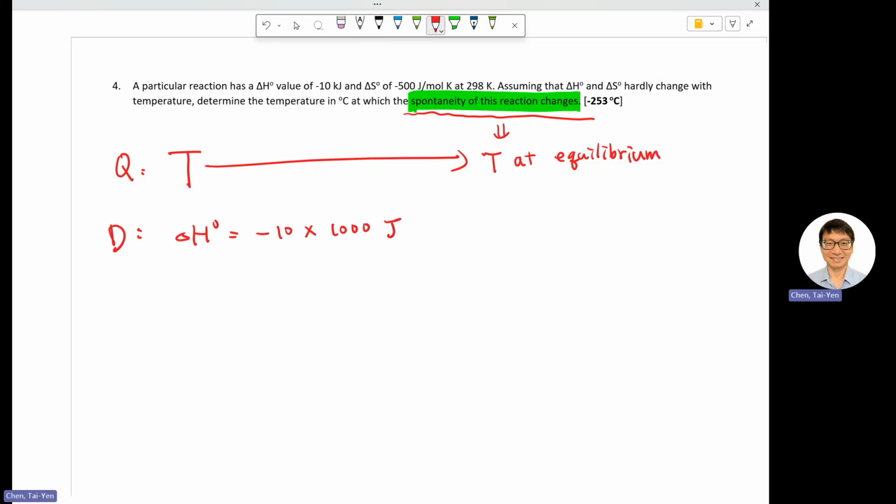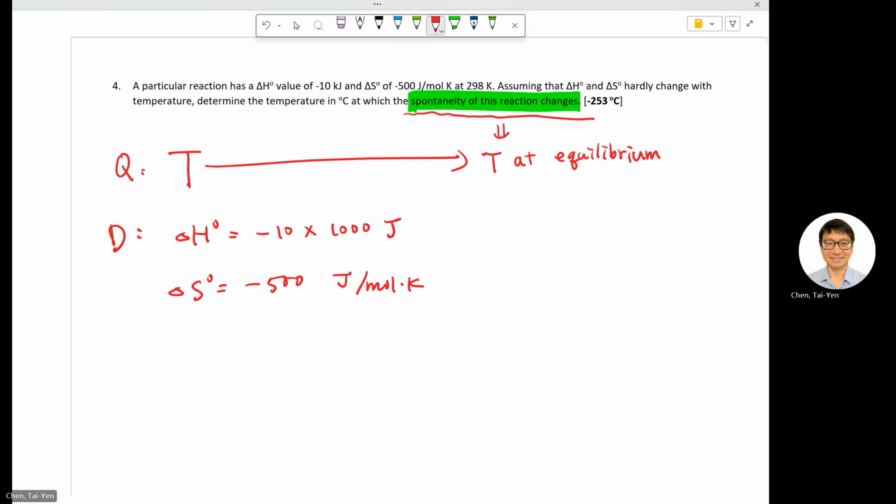For this chapter, you are going to see delta H always expressed in kilojoules, but the calculation should always be done in joules. So always multiply that back when you do your calculation. Your delta S naught is -500, in joules per mole per K.